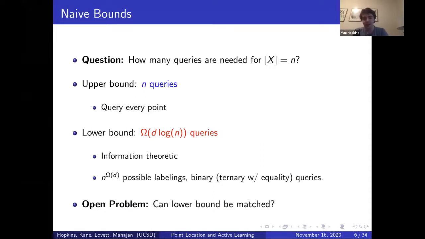And the way to see this lower bound is that there exist arrangements of n points where passing hyperplanes through them in different ways gives you about n^d possible labelings. And because our queries are binary in nature, it takes at least log of this number to even differentiate between the different possible labelings, and log of n^d gives you the d log n lower bound. And the big open problem in point location for the past 40 or so years has been whether this lower bound can be matched. We've certainly known that you can do better than n, better than the trivial solution, but whether d log n is the correct complexity for point location has remained open for a long time.